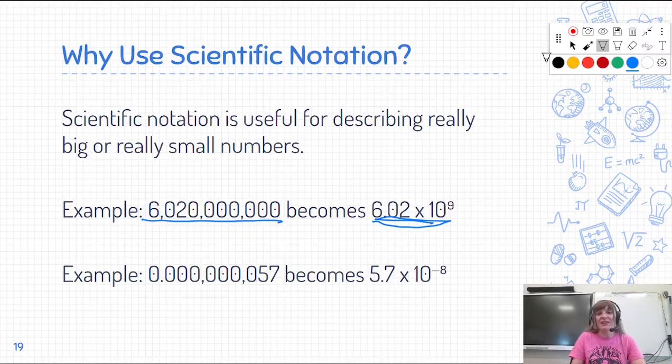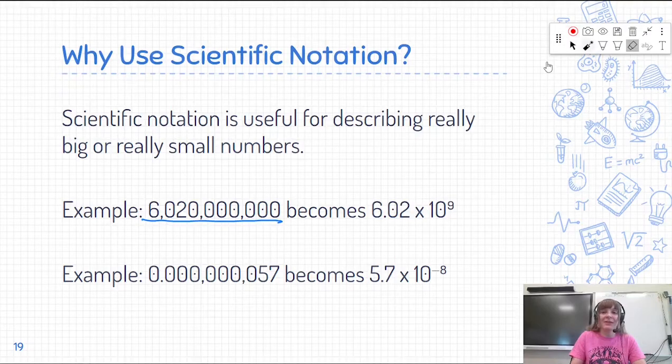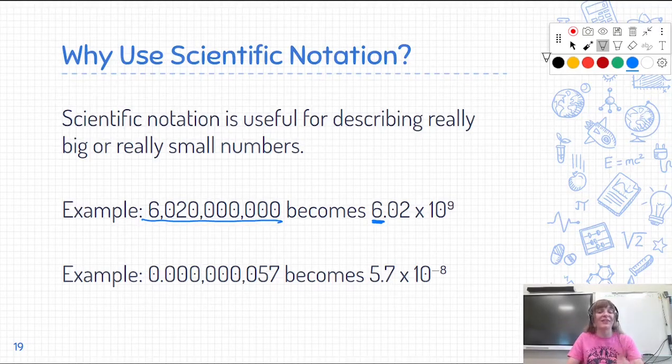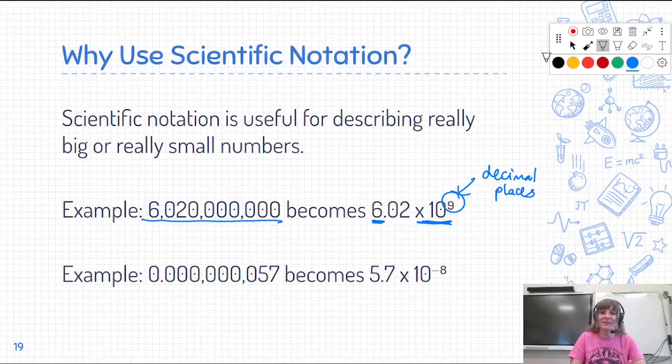So scientific notation will always start with a number that has one digit in front of the decimal, and then it's being multiplied by a 10 to the power of something. And that something corresponds to the number of decimal places that we had to move.